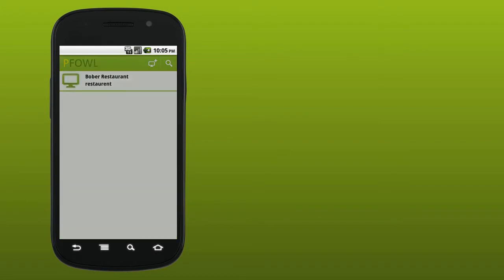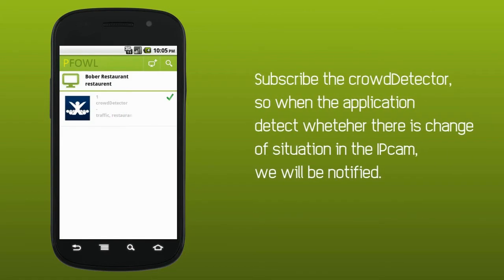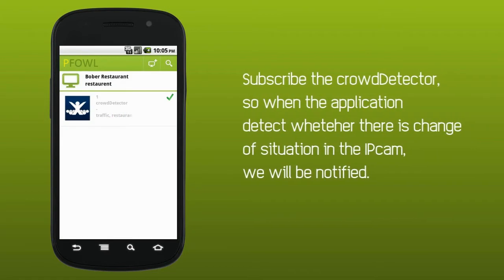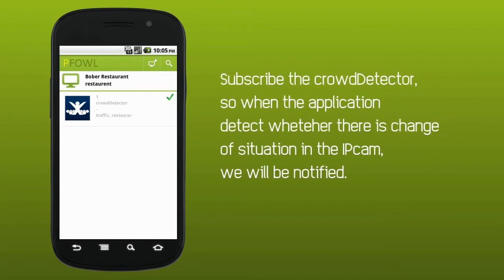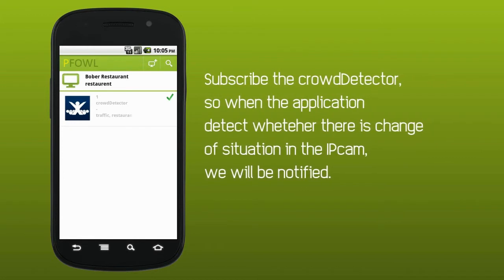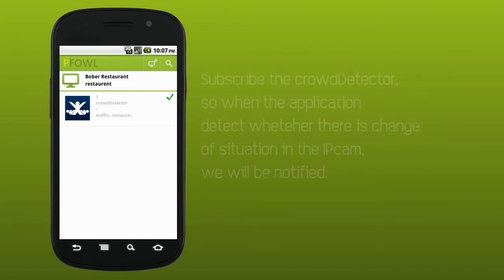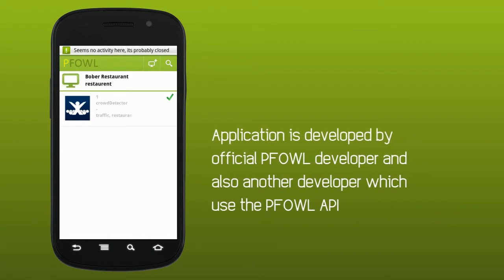Back to the IP cam, then we choose to subscribe. Now the crop detector appears in the PFOWL restaurant application list because the crop detector supports the restaurant category. Here we subscribe the crop detector. So when the application detects a change of situation, the IP cam will be notified. Applications are developed by official PFOWL developers and also other developers who use the PFOWL API.